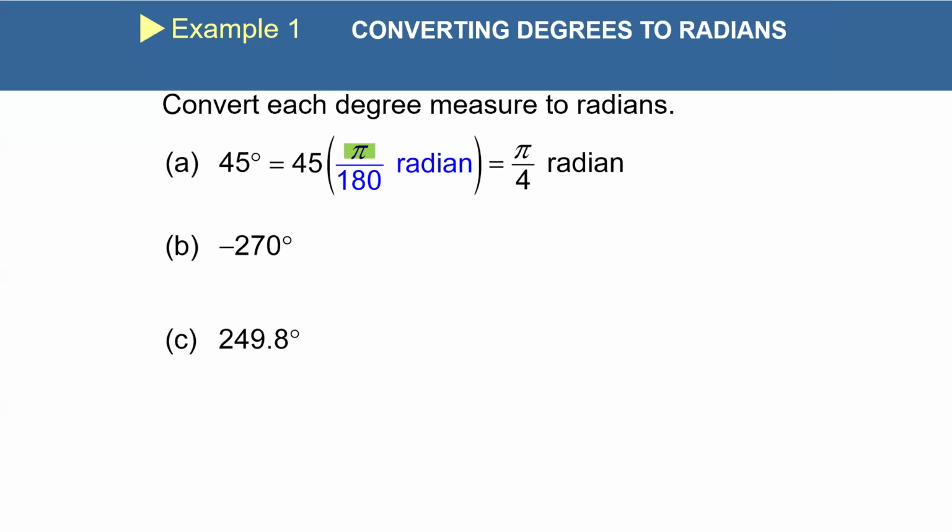But we're going to be left with pi over 4. The reason being is, what's 45 over 180? Well, when you think about 180, 45 is 1/4 of 180. Does that make sense? 45 is 1/4 of 180, right? So that's why it reduces to pi over 4 radians.